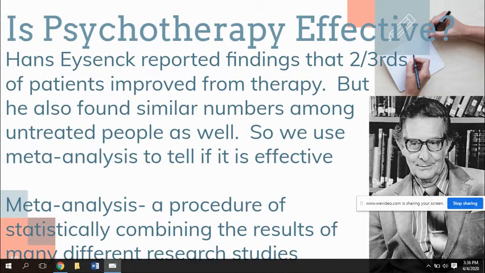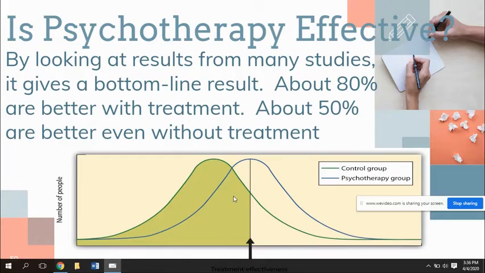So we look at these things called meta-analysis. You got that definition right there, and it's where we combine a lot of different research into one to get one bottom line result. So here would be it. What he found is that people were helped slightly more from therapy than not. About 80% of people that went through therapy were better with treatment, whereas about 50% who did not go to treatment were better. So you can still get better on your own, but there was more of a success rate with therapy, looking at a meta-analysis.